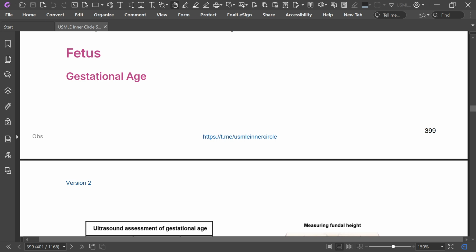Let's dive into the fetal part, fetus, of the obstetric part of a USMLE inner circle. Start with this gestational age. Before jumping into this, let's hear this.